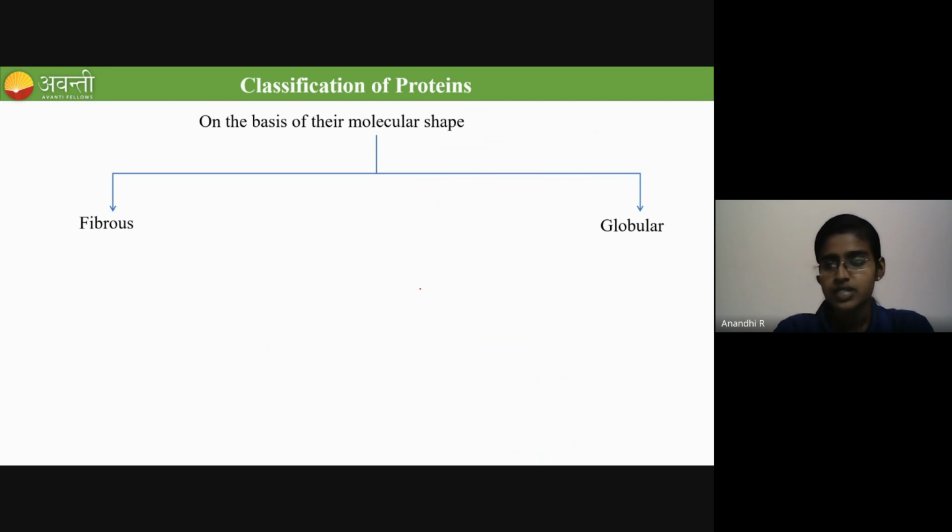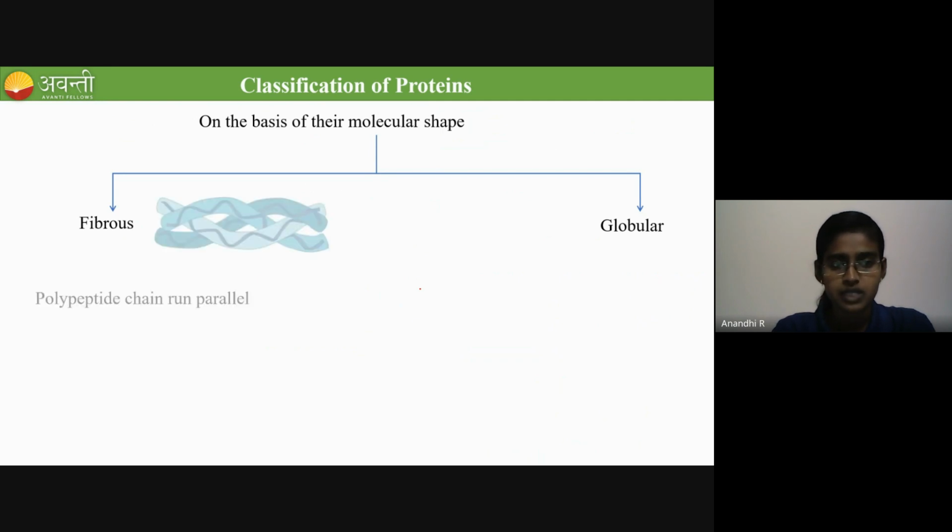So we are going to see some information about fibrous and globular proteins, and this information is very, very important for you in this lesson from the protein part. Okay. So let me go with the first point of fibrous protein.